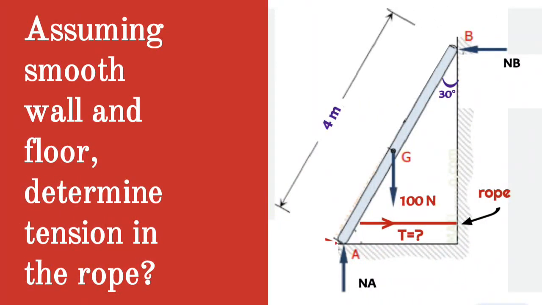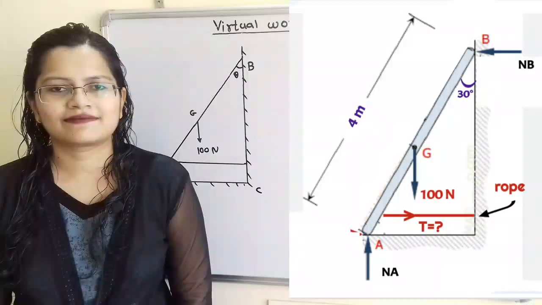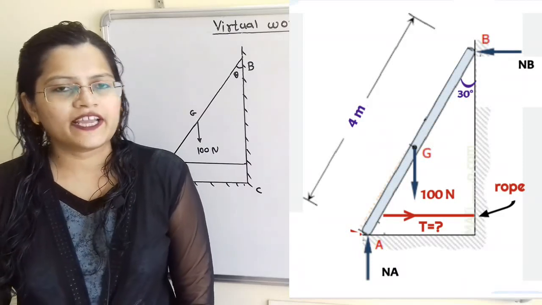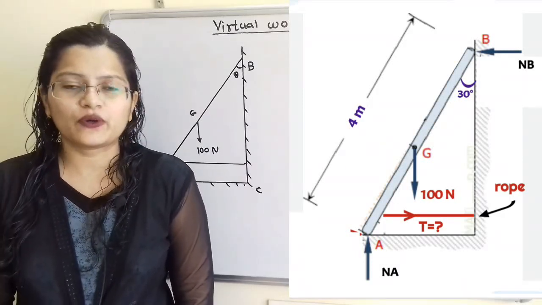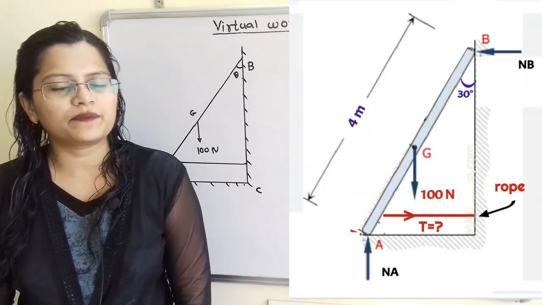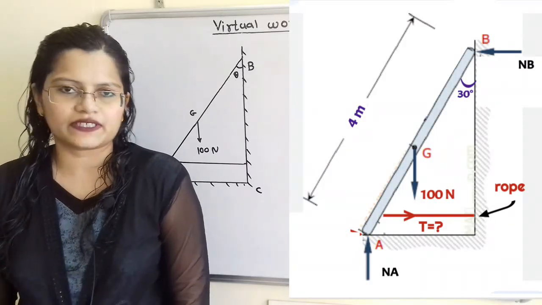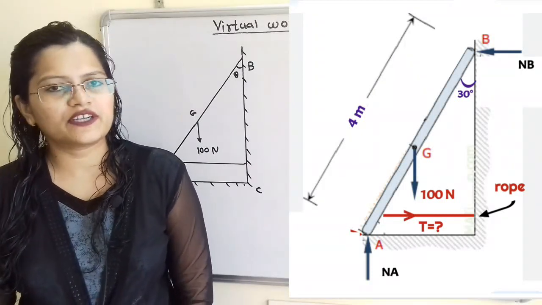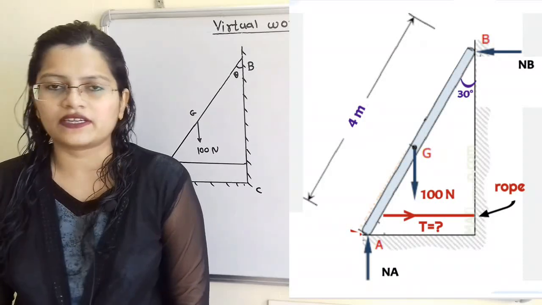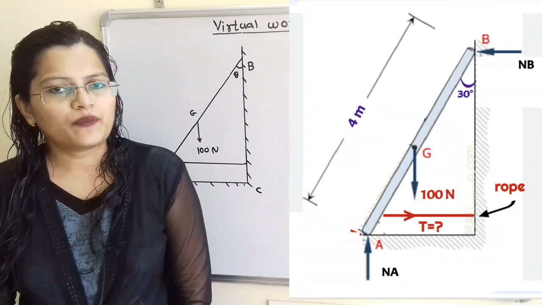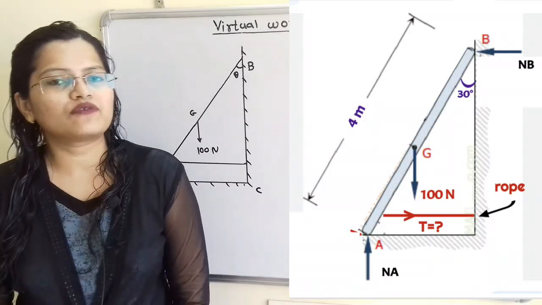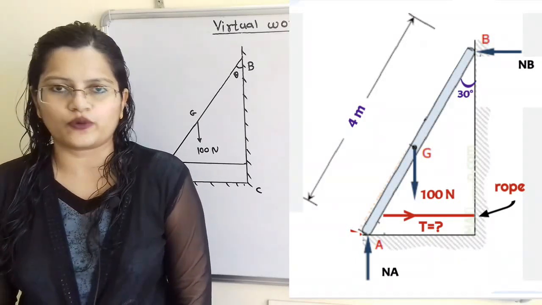Given question: assuming smooth wall and floor, determine the tension in the rope. In this diagram, point A of the ladder is in contact with the horizontal fixed surface and point B is in contact with the vertical fixed surface. Point G is the center of gravity where a 100 Newton force is acting vertically downward. At point D, a rope is connected to prevent the ladder from slipping, and we have to find the tension T in the rope.